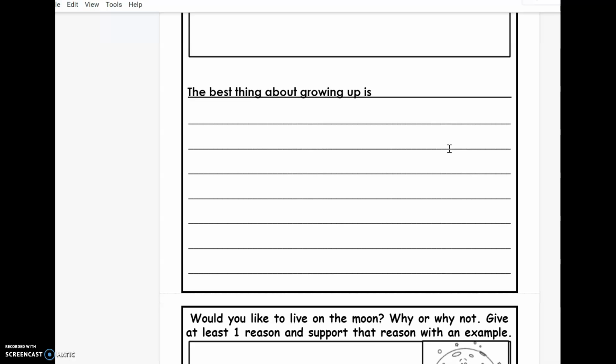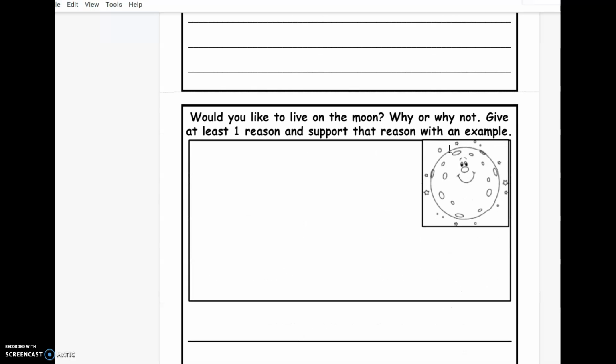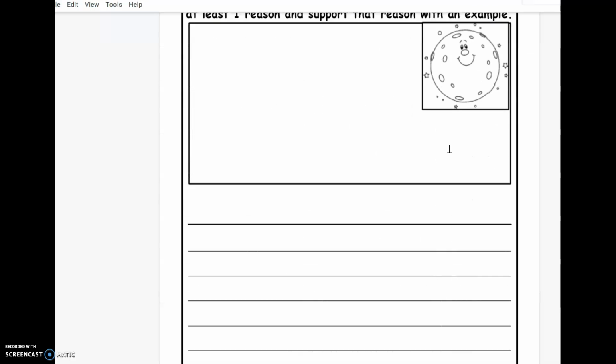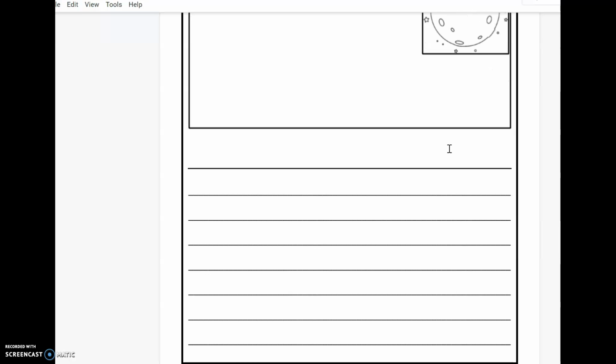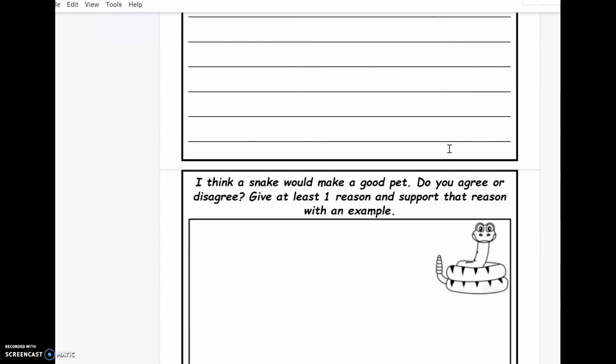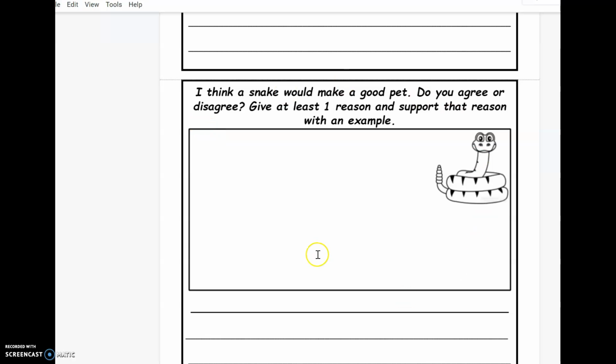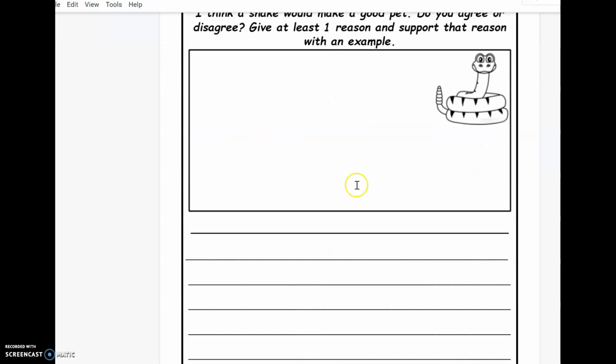Please do not write just one sentence and be done with it. Girls and boys, it's writing. You have to write at least 3 sentences. So this is the one right here, where you're going to write and draw a picture that matches your writing.